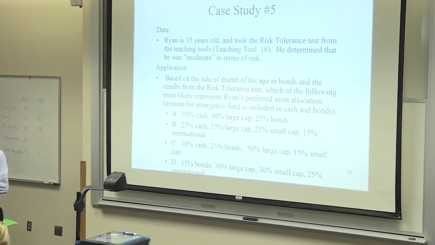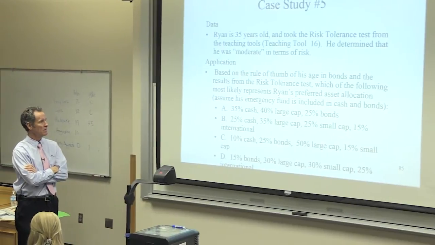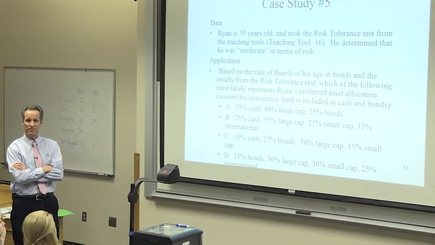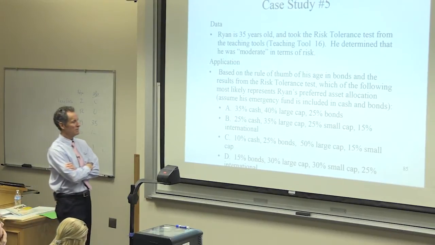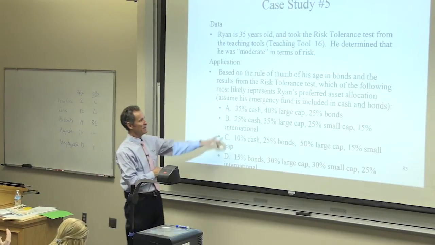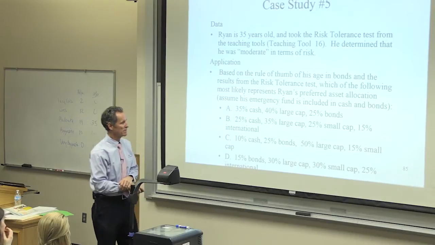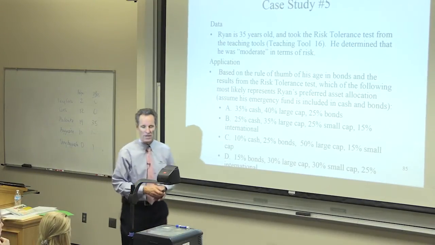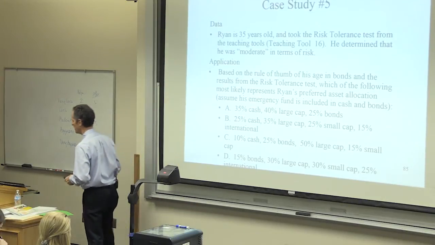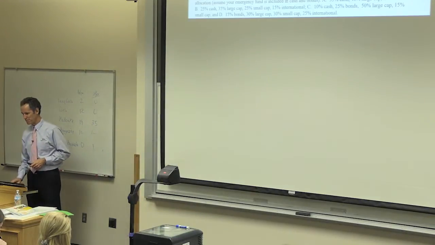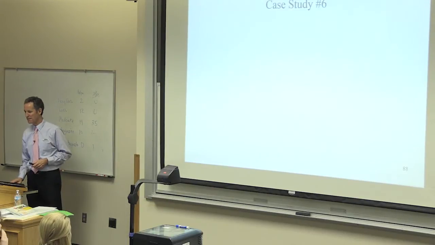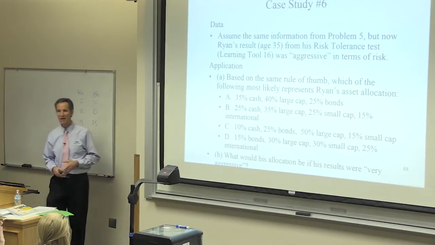How about B? No, why? No bonds. Not enough in cash and bonds. How about C? Yeah. Okay. And so the point here is each of you are going to have to come up with your asset allocations. D is too little exposure. How about this one? Now he's aggressive.